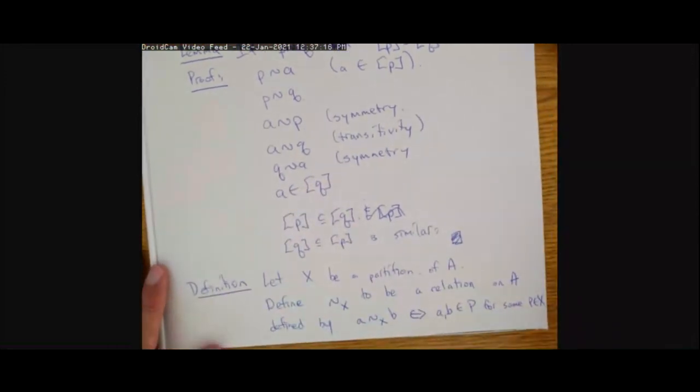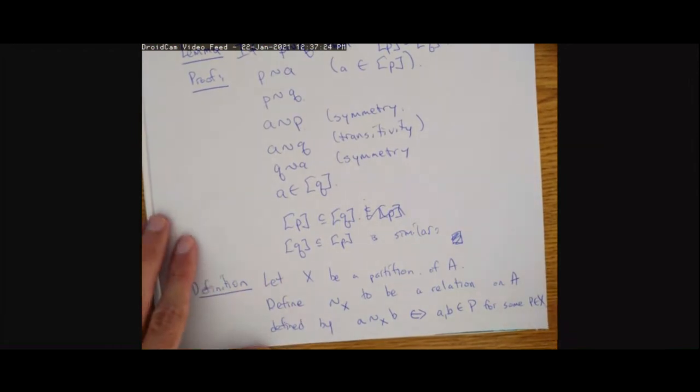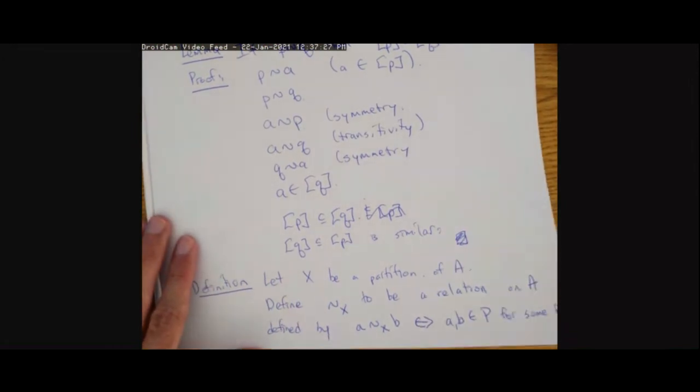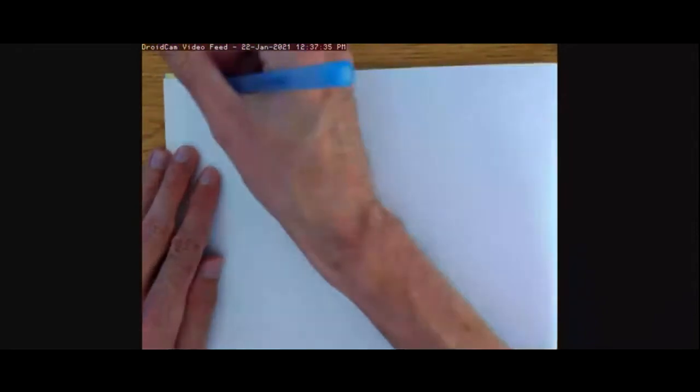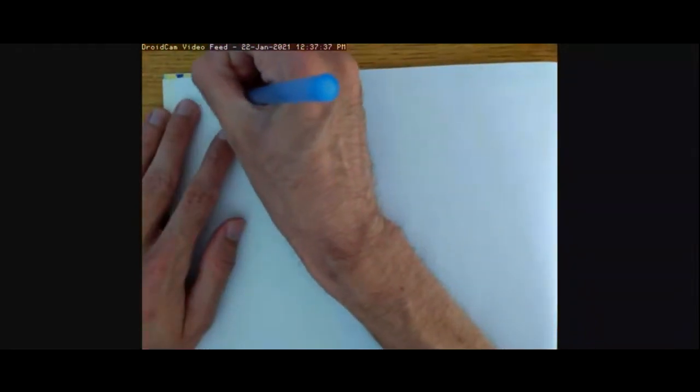Right. So basically, we define two things to be equivalent if they are in some common part of the partition. Okay. And then what we get is another proposition.